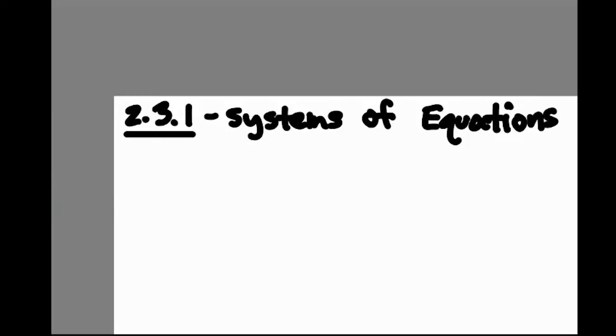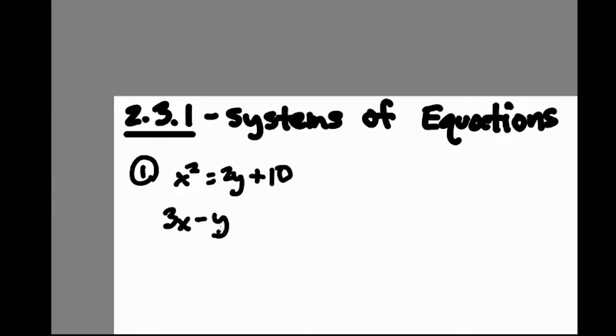So systems of equations. There's going to be multiple equations, and you just have to find the solutions for them. So number one, I'm going to give you two equations. It's going to be x squared equals 2y plus 10, and 3x minus y is equal to 9.